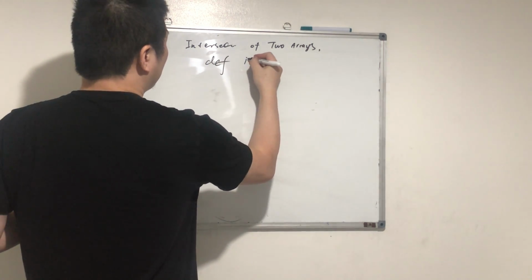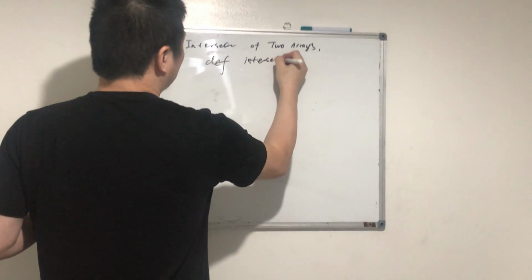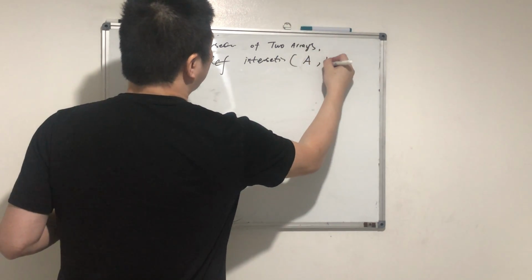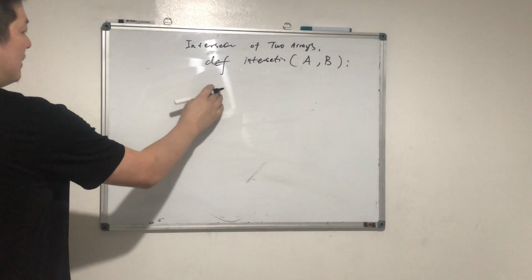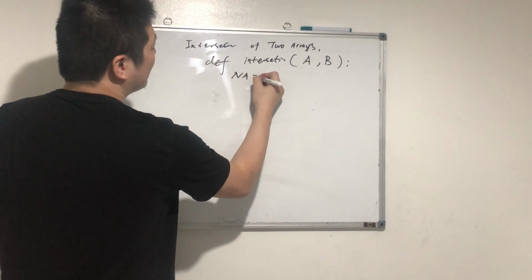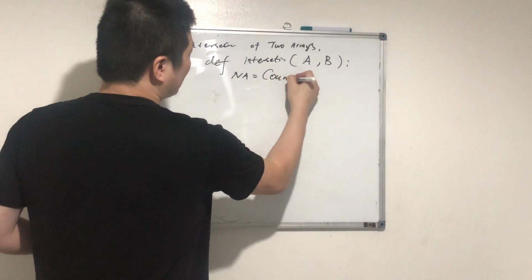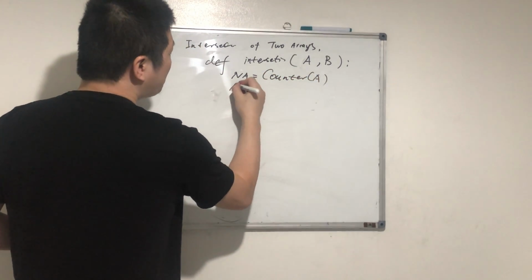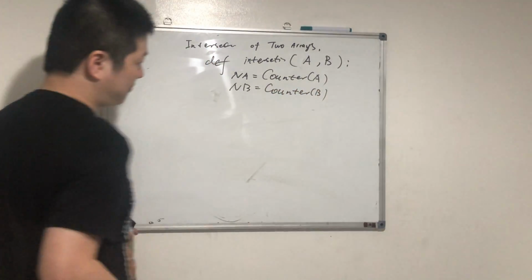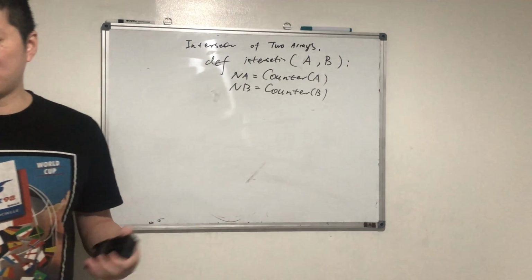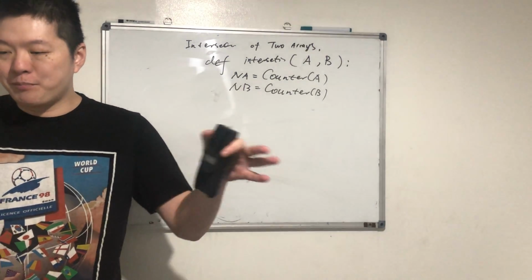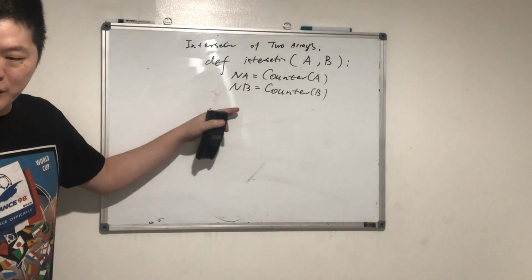Define, let's say, intersection. Then array 1, A, B. Okay, so notebook A equals Counter A, and notebook B equals Counter B. Okay? So now these two lines just count how many of each number are in both arrays, right? And then put it in the notebook.